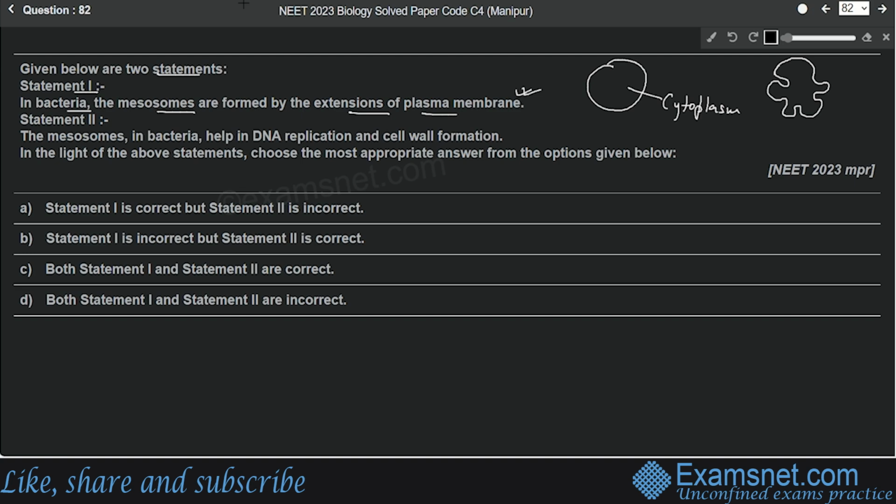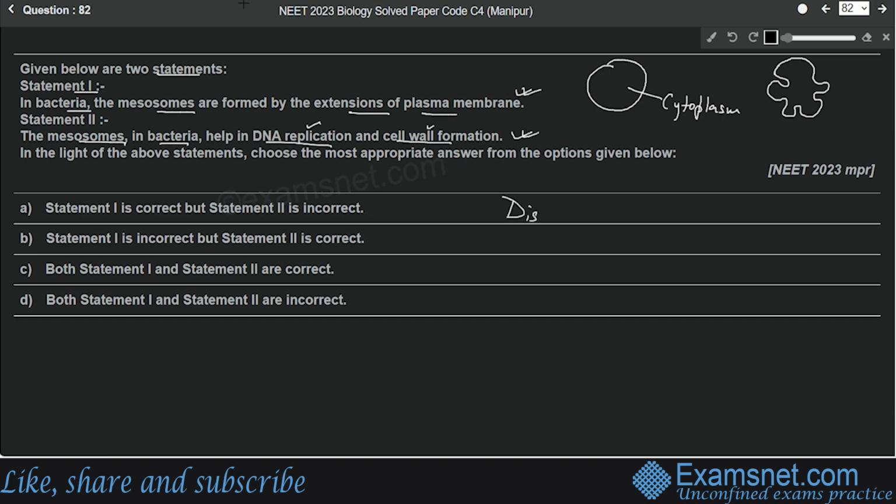Now let's come to the second statement. It says that the mesosomes in bacteria help in DNA replication and cell wall formation. So yes, this is also a correct statement. There are several functions of the mesosomes. Two of them are DNA replication and cell wall formation. Other than that, it has the function of distribution of DNA.